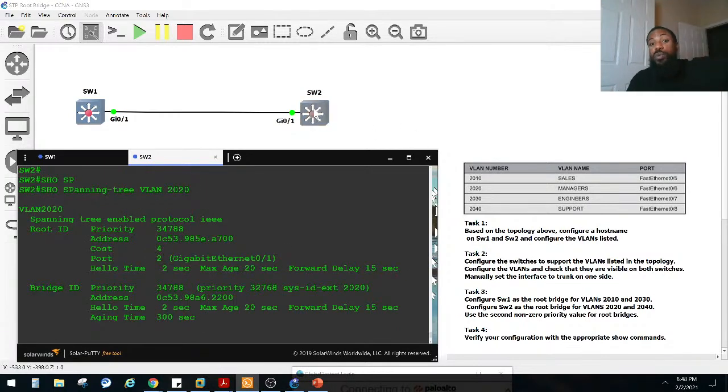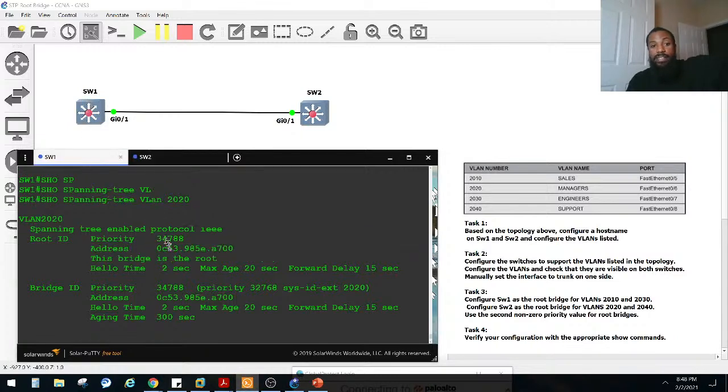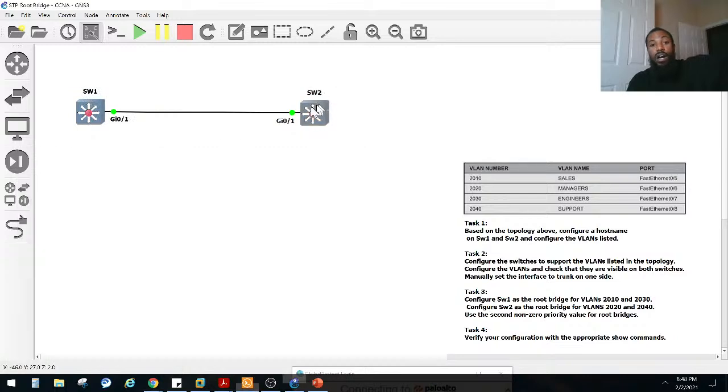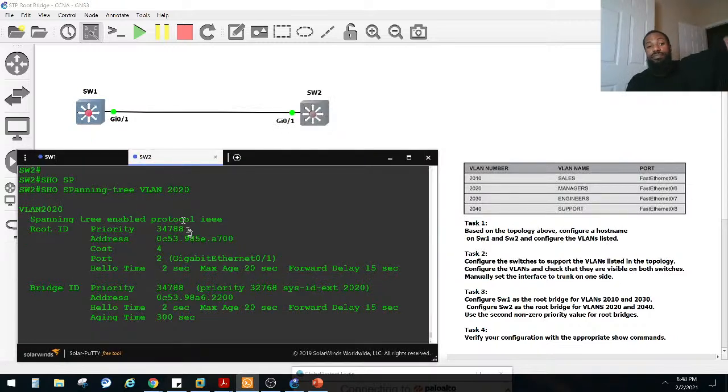So right now we're in switch 2. He's saying the root switch is actually this guy right here, 0C53. That's his MAC address, right? Which was this guy right here, switch 1. That's his MAC address. He's saying, yeah, the root for that VLAN is actually switch 1, even though we didn't manually do that. Why is that? Anybody know why?